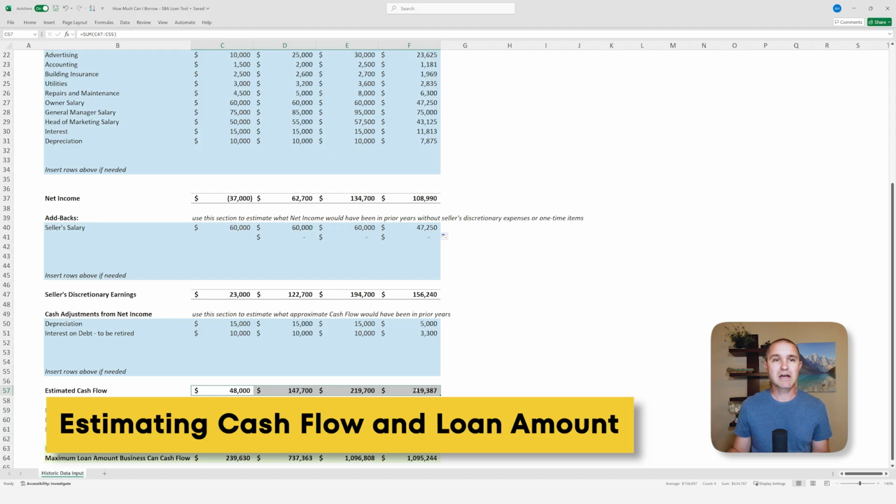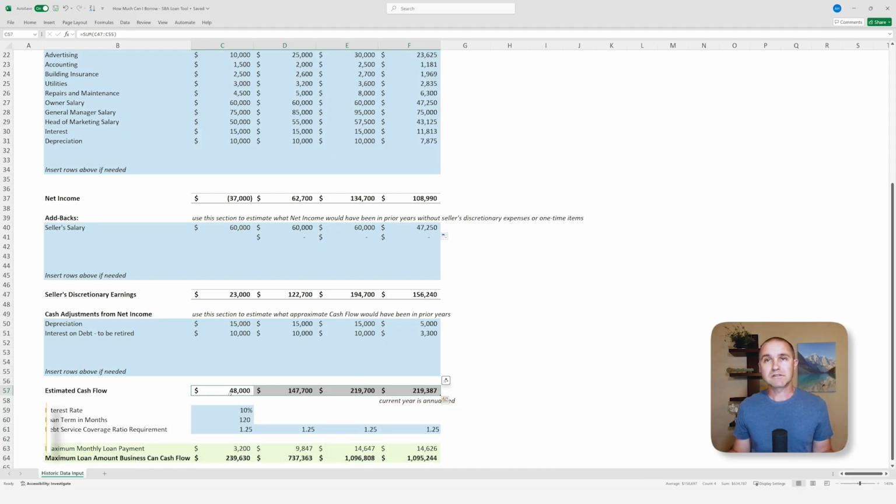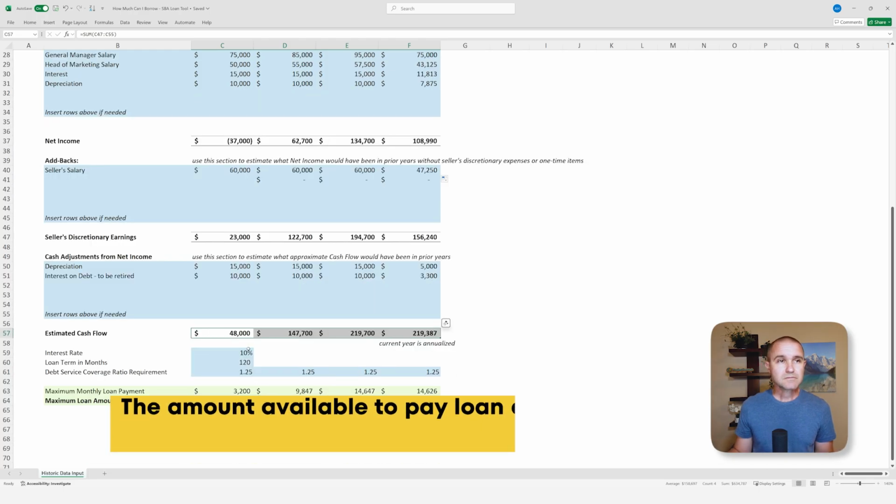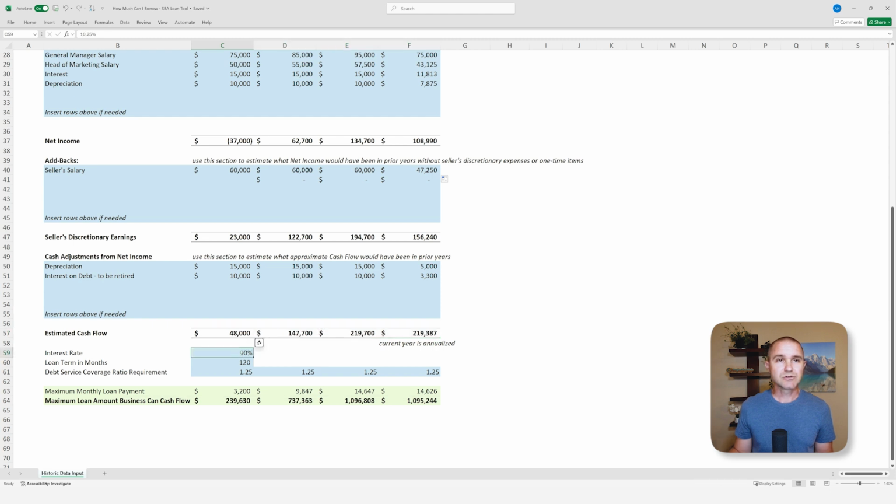So this estimated cash flow, the way I think about this is what you have available to pay on the loan. Okay. And so what the lender's then going to do is they're going to say, okay, let's assume an interest rate. And in this case, let's assume 10%, and let's assume a 10-year term. That's a standard SBA 7(a) loan term for an acquisition. If it doesn't include real estate, 10 years is the typical term.